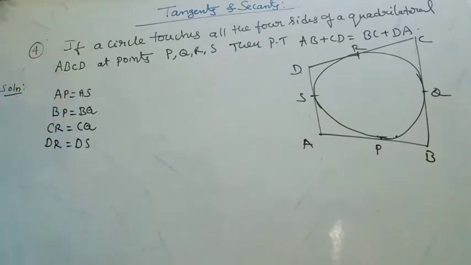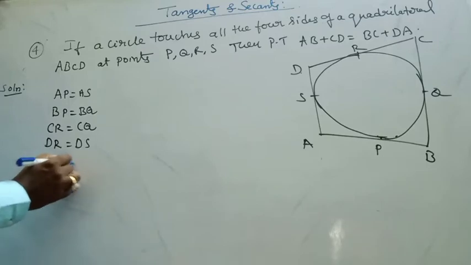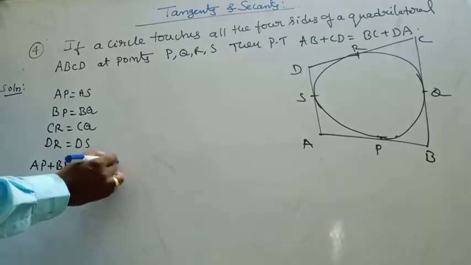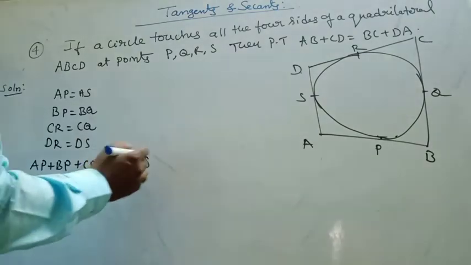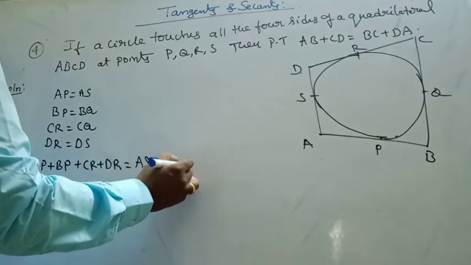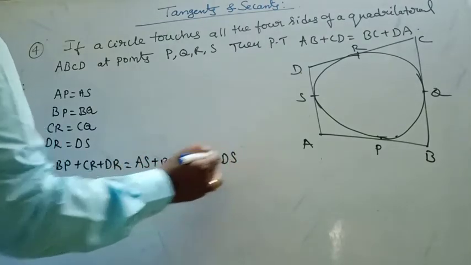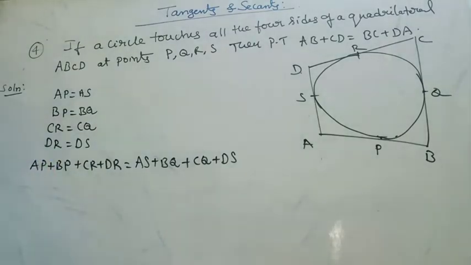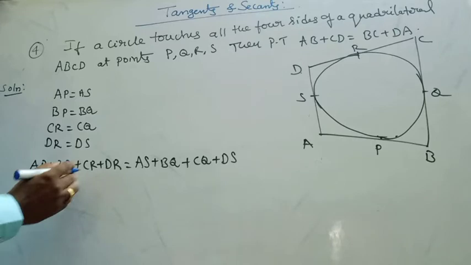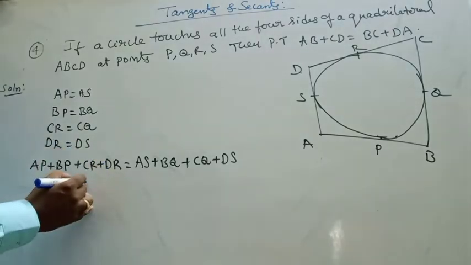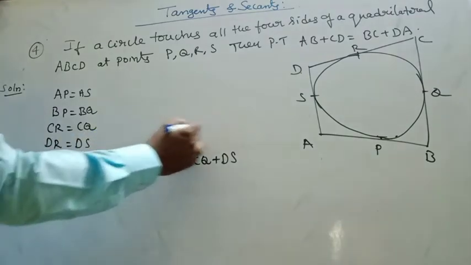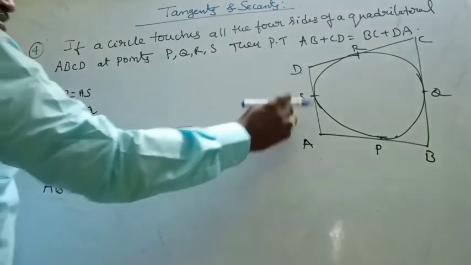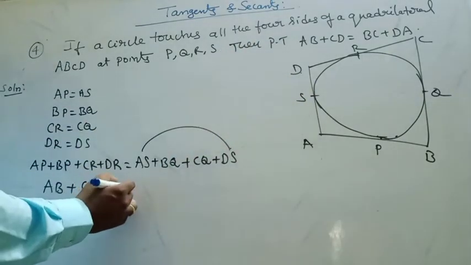Now let us add all these things. Left hand side, if you add them, you have here AP plus BP plus CR plus DR is equal to, you are having here AS plus BQ plus CQ plus DS, like this. AP plus BP is equal to AB, and CR plus DR is equal to CD. Next you have here AS plus DS. These two if you combine, then what will you get? AD.